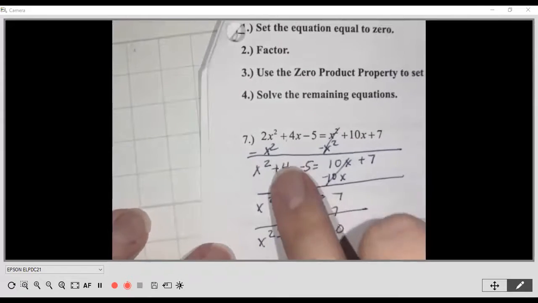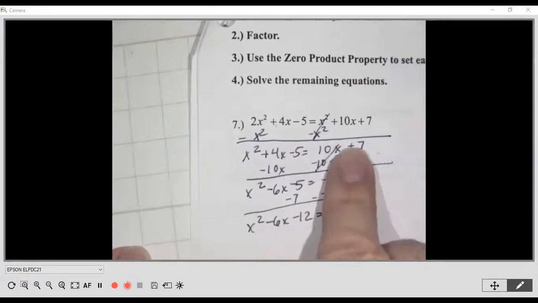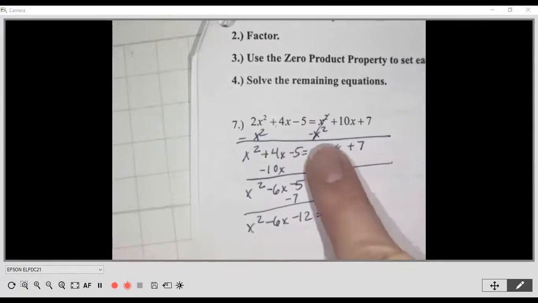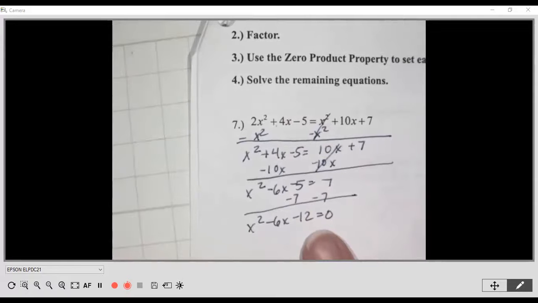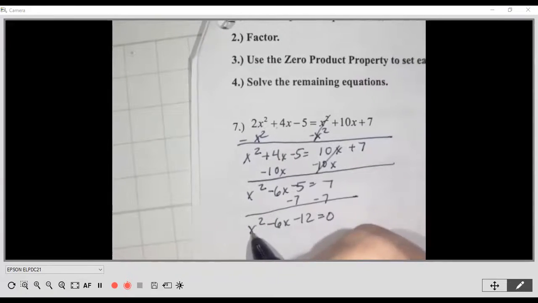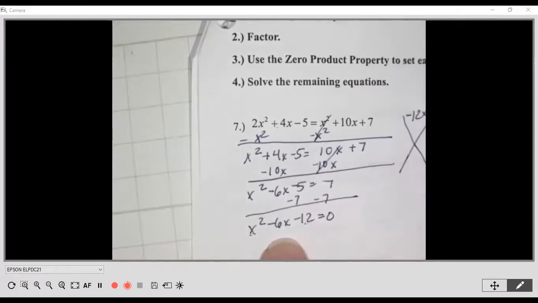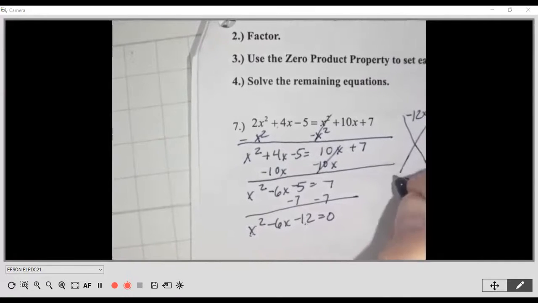Okay, so again, you can see I did that step by step by step. What I'm going to do on the rest of these is just combine those into maybe 1 or 2 steps, so that way I'm not taking up all the space. Okay, and then I'm going to go ahead and look at my a times c. So x squared times negative 12 gives me negative 12x. My middle term is minus 6x.